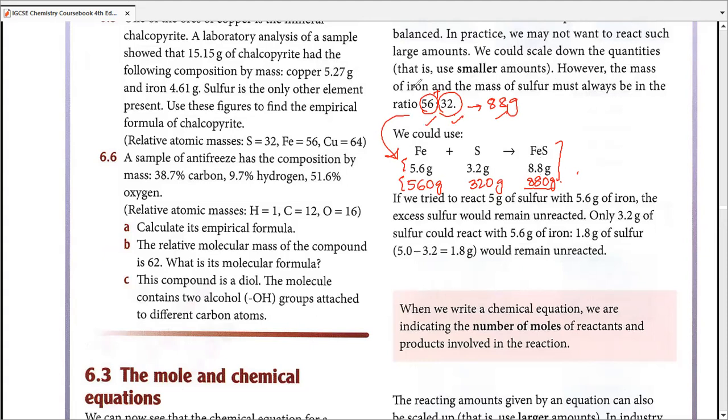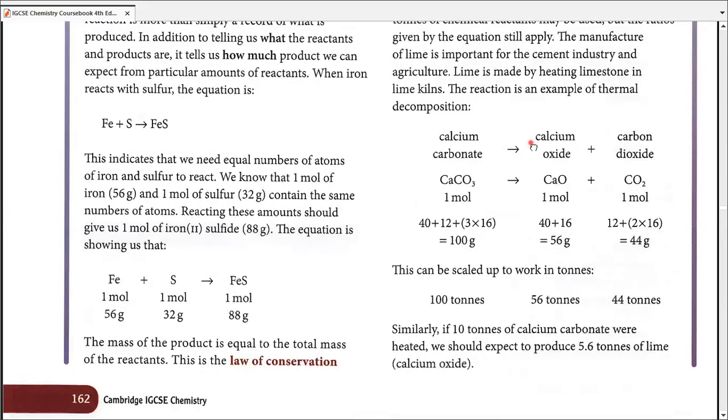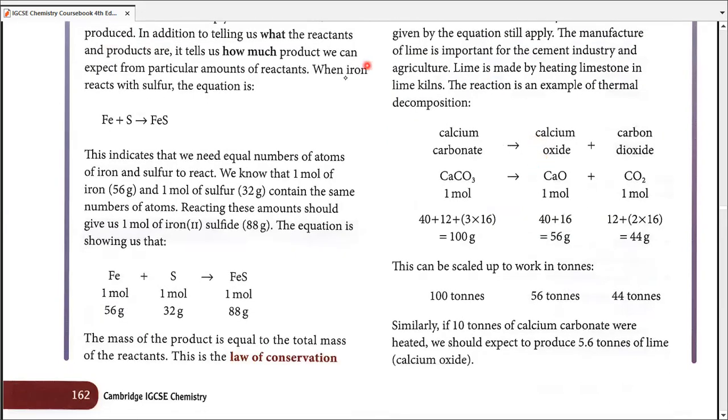So let's go with a different equation and understand this more with a somewhat different example. Now this time the equation has been changed to calcium carbonate's equation. It is going to form calcium oxide and carbon dioxide when we thermally decompose it, which means we're going to break it down with the help of heat. When we heat calcium carbonate, it is converted into these two products.